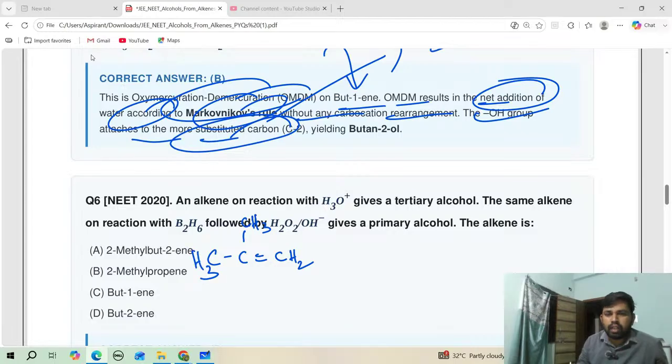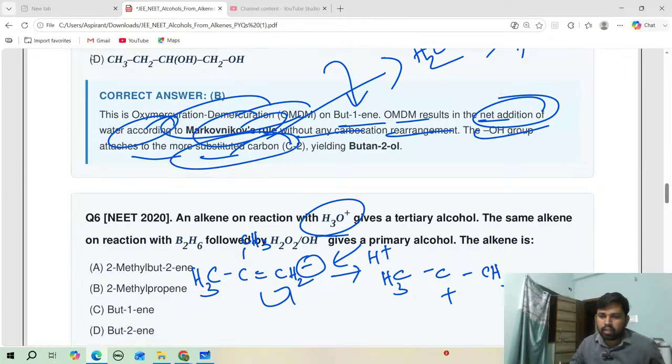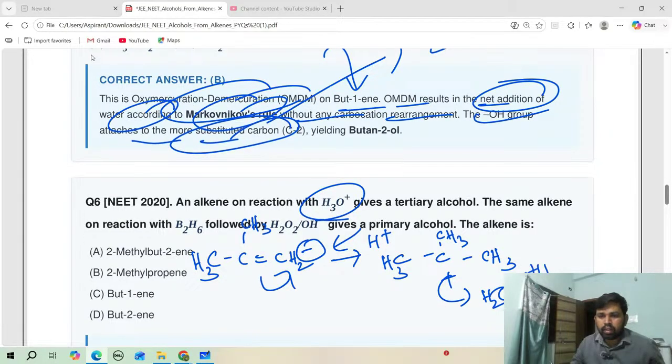For this one, if you're adding this H2SO4, then what happens? The H will be shifted here, and later it will be CH3, C positive, and it forms CH3. After getting the negative charge, one proton is attached here. So it will be CH3. Later what happens, the HSO4 will be attached here. Later from HSO4 minus a proton will be removed, and then an OH group will be attached here.